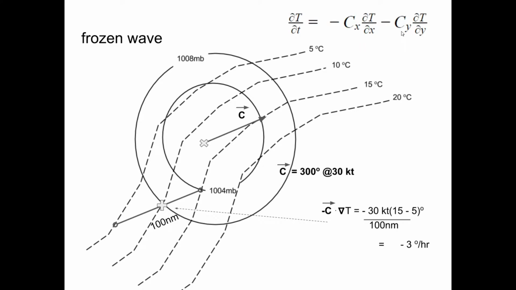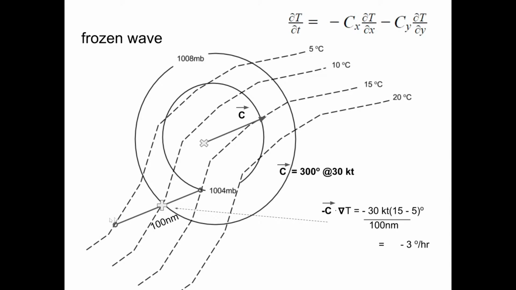And so here C_x and C_y are the east-west and north-south components of the system motion vector C. So if we have, say, a surface cyclone that's moving, and we can track it from one time to the next, and we see its motion is, say, 300 degrees at 30 knots, so basically moving from the southwest towards the northeast, we can use this and calculate an advection by this vector C. So -C·∇T would be the temperature advection by the system motion itself.